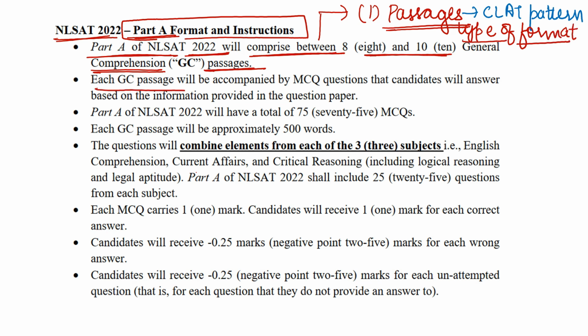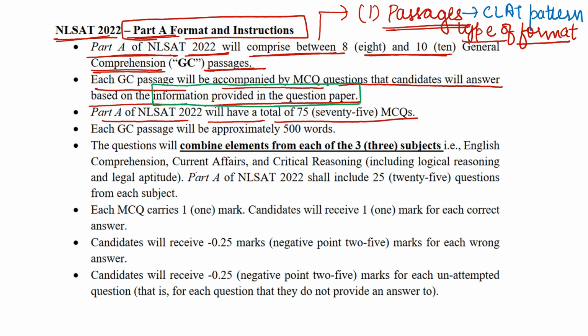अब each GC passage will be accompanied by MCQ questions that candidate will answer based on the information provided in the question paper. ठीक है ना, information provided in the question paper उसके basis पे हमें answer करना है. ठीक है, Part A of NLSAT 2022 will have a total of 75 questions. ये हमें पता है MCQ है, ये तो हमें already पता है, और 75 marks का है. ठीक है, यहाँ पे हमें ये याद रखना है 8 to 10 passages हमारे होंगे.